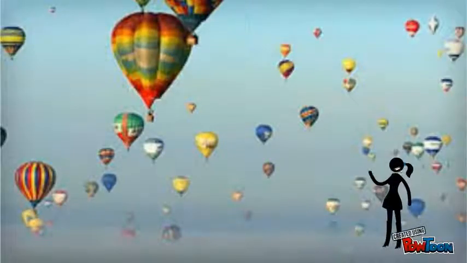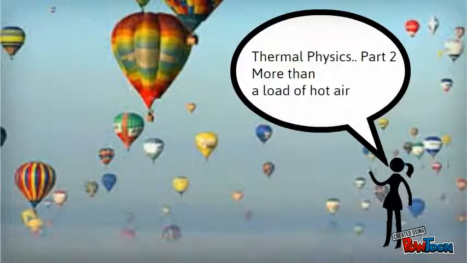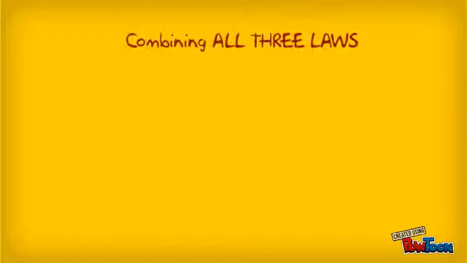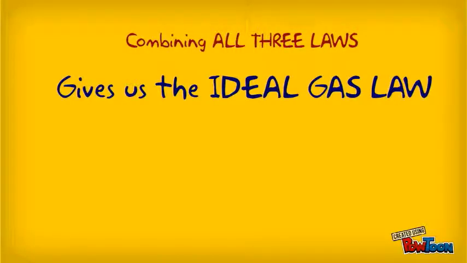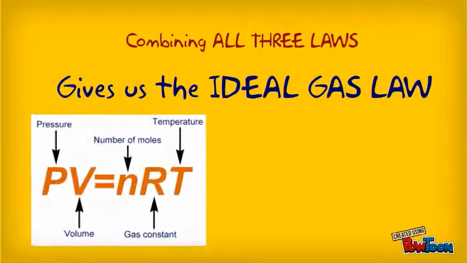We're now moving on to part 2 of thermal physics, and in the last presentation you remember that we discussed all three gas laws: Boyle's law, Charles' law and the pressure law. If we combine all three laws, we end up with the ideal gas law. The equation is that the pressure multiplied by the volume is equal to the number of moles of gas multiplied by the gas constant multiplied by the temperature. So PV equals small n RT.